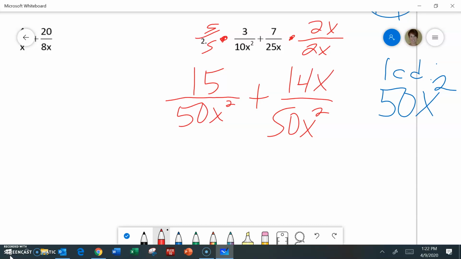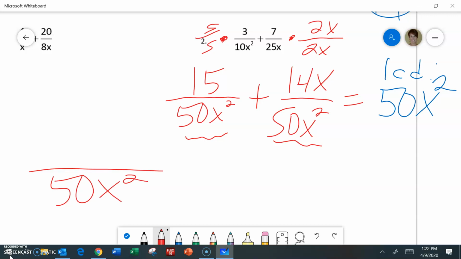Okay. Now, once again, if I double check my work, I'm just going to kind of do squigglies here. The denominator is the same. You must now add the top. So the denominator stays the same. It's our least common denominator of the two fractions. And on the top, we would have 15 plus 14x.